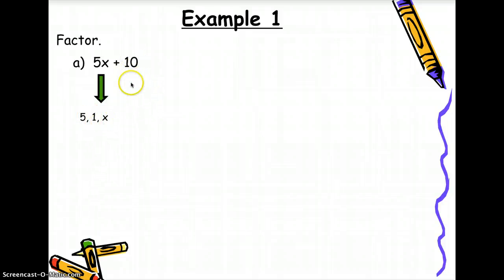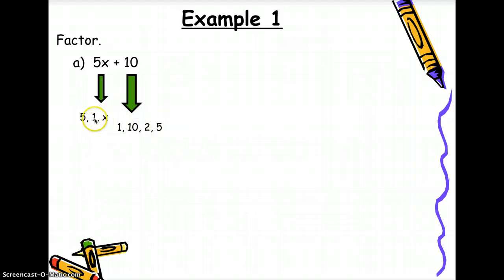Now let's look at 10. What are the factors of 10? 1 times 10 will give you 10. It could also be 2 times 5, which will give you 10. Now let's compare these two sets of factors. What are the common factors?